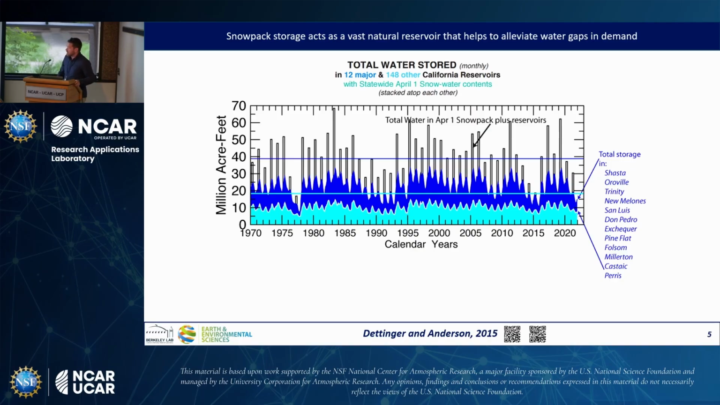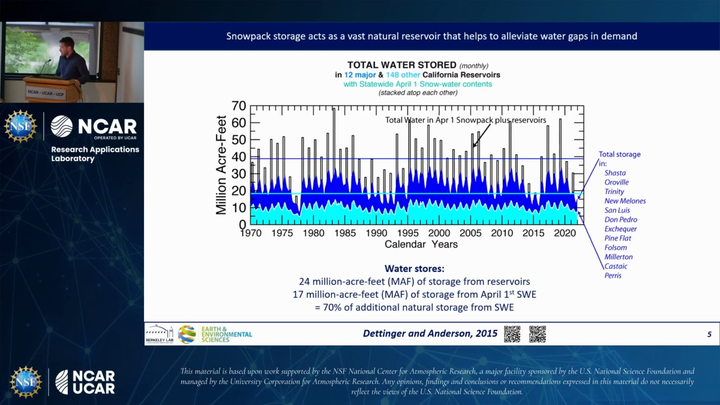And so what this diagram is showing is from 1970 to 2023 or 2024, how much does April 1st snowpack, so that white bar on top of each of the years there is showing the April 1st snow water equivalent in million acre feet across Sierra Nevada compared to 12 major reservoirs in California, so Shasta, Oroville, some of the biggest ones in the northern part of the state, and also the 148 other reservoirs. And so essentially snowpack adds an additional 70% additional natural storage through snow water equivalent each year, about 17 million acre feet on average, although there's a lot of interannual variability in that.